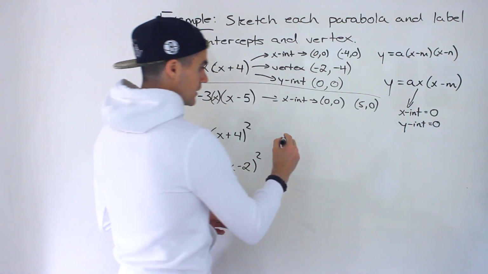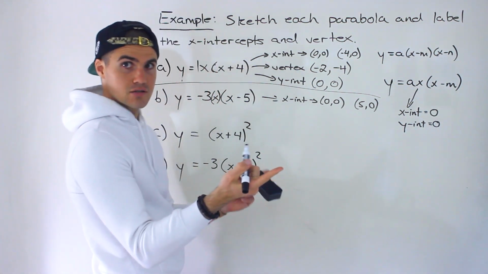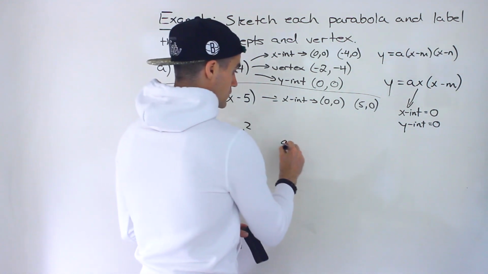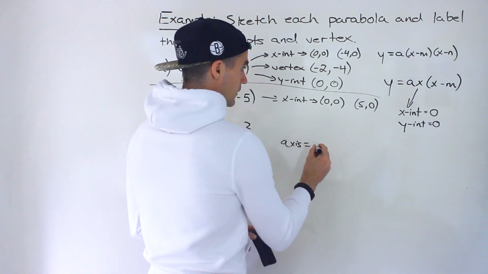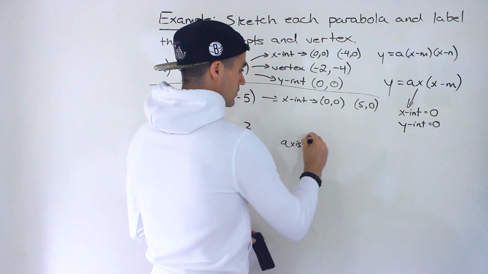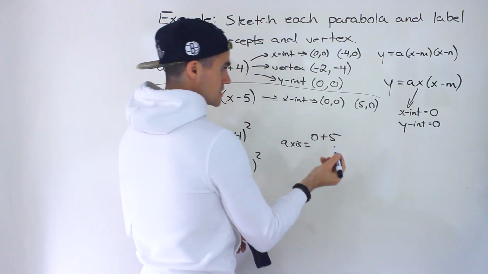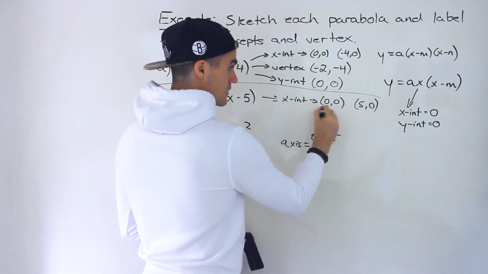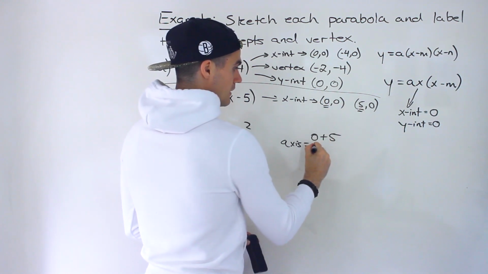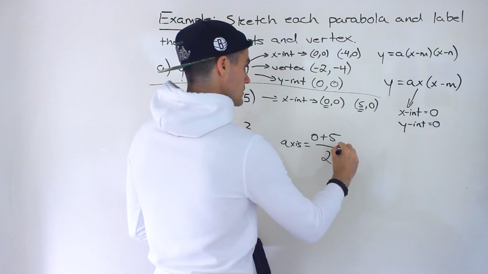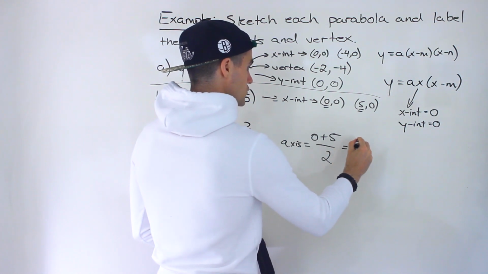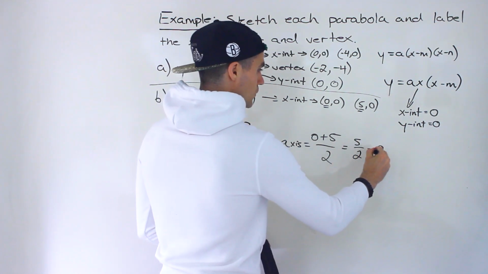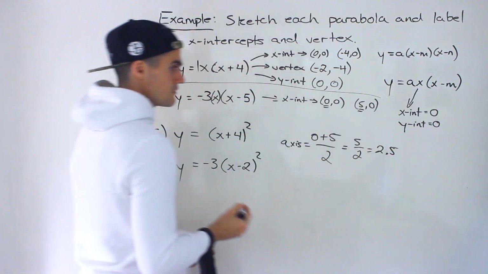We can find what the x value of the vertex is, or the axis of symmetry. Both of those mean the same thing. And how do we do that? Well, we add up the x-intercepts, right? The x values of the x-intercepts, we add up this 0 and then this 5, and then we divide it by 2. So in this case, we're actually going to get a fraction, which would be 5/2. You could also work with decimals if you want, 2.5.